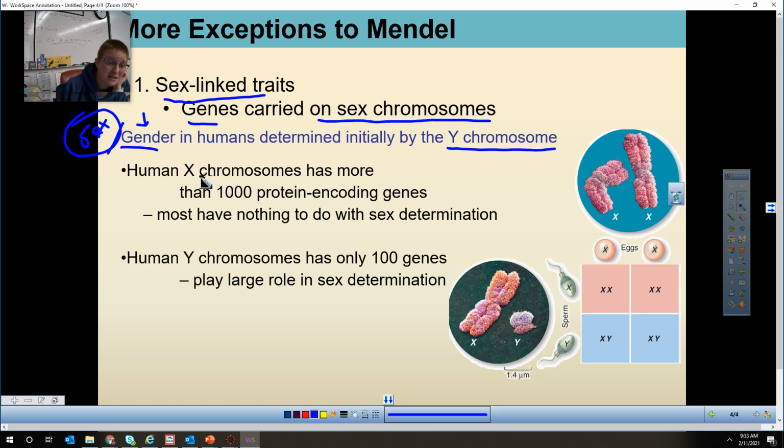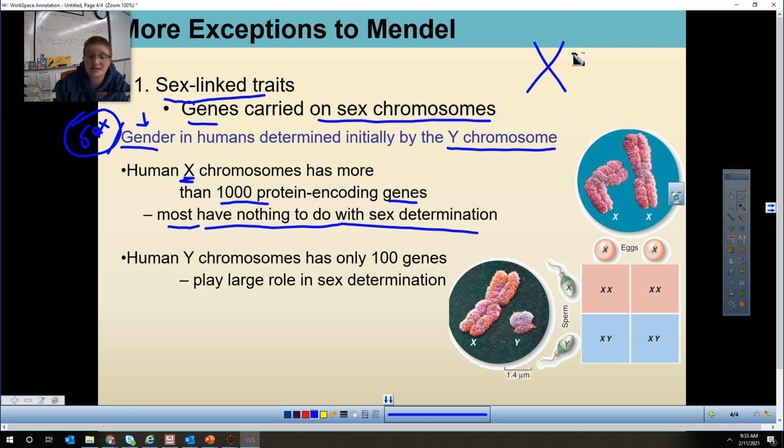So the human X chromosome is one of our sex chromosomes. It has more than 1,000 protein-encoding genes. That means more than 1,000 useful genes. Okay, and most have nothing to do with sex determination. So your X chromosome is a very important chromosome. It's needed by males and females. So you have to have one.